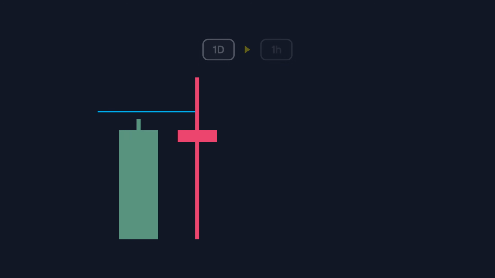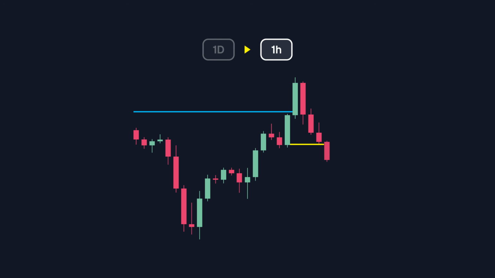But this is where we can use a CISD confirmation, which is a simple yet powerful ICT concept that can provide the trader with clear criteria that confirms whether a liquidity run or a liquidity sweep is playing out in real time, giving a huge amount of confidence to every trade you'll make in the future.